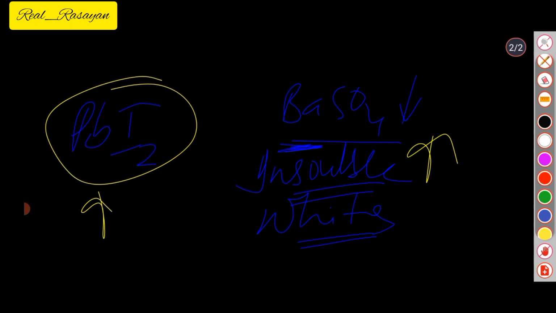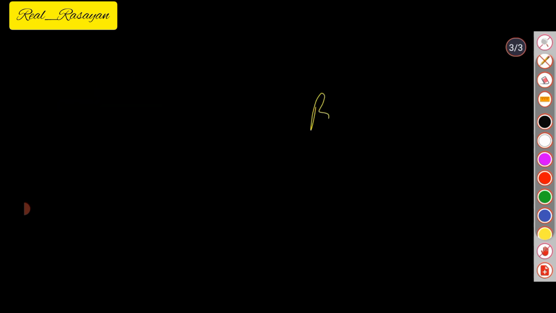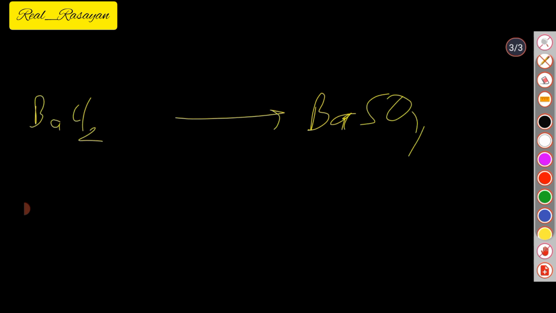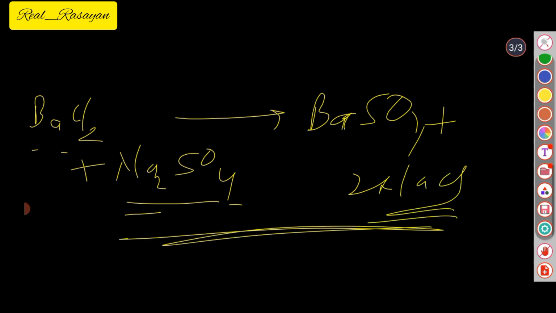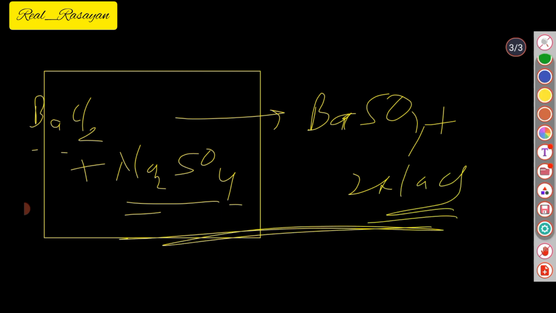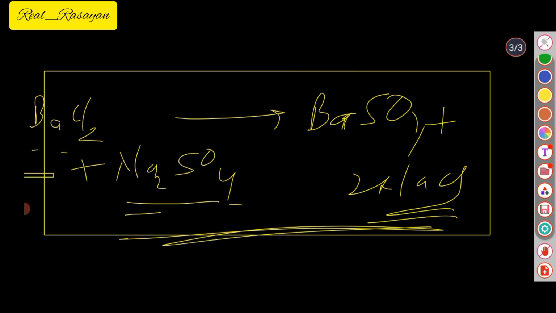So simply we can consider BaSO4. This BaSO4 is taken with the help of BaCl2 and Na2SO4, sodium sulfate. So simply there is a double displacement: BaSO4 and 2 NaCl. This will be our precipitation reaction. Simple. So must remember this equation. This is very important.